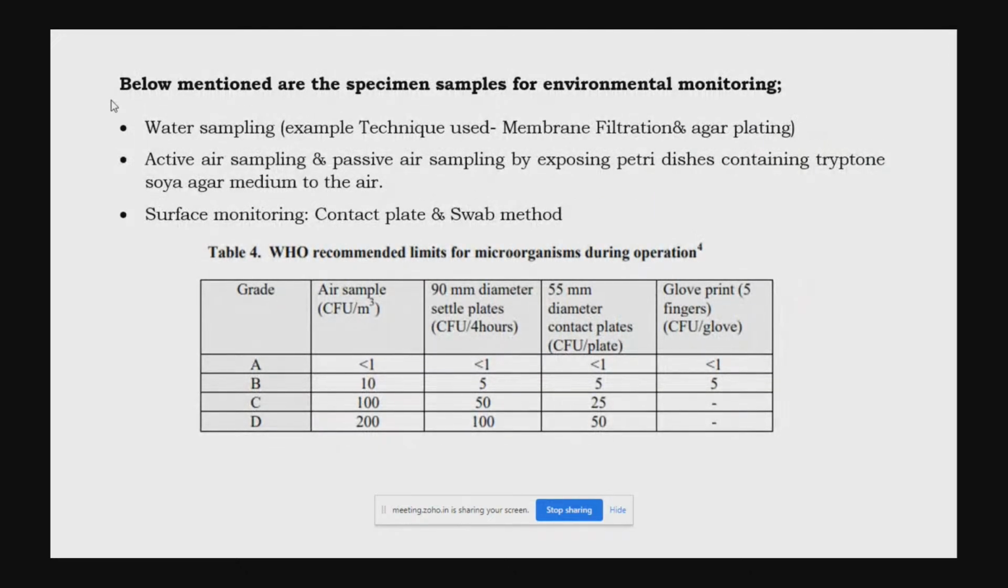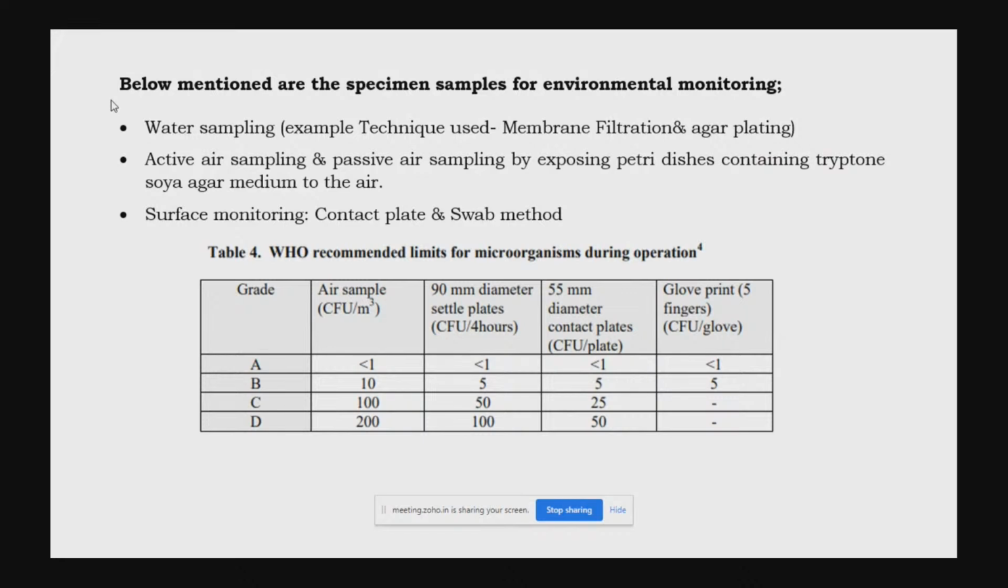So there are some guidance requirements on what the limit of the environmental condition is based upon the grade. For example, grade A. Grade A is a critical grade where the injectable drug products are filled. First of all, there are four techniques for environmental monitoring utilized worldwide in the pharmaceutical industry. One is active air sampling, another is the settle plate, third is the contact plate or swab test, and another is glove print monitoring. Grade A is a critical grade where the limit of microorganisms is less than 1 CFU only.